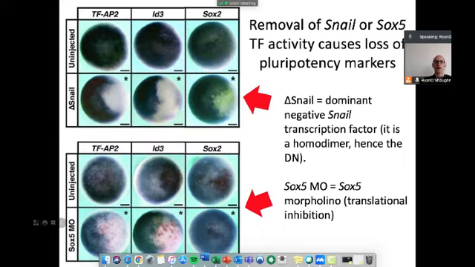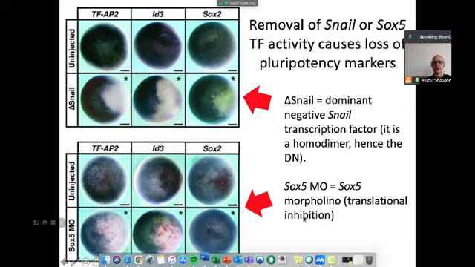And what's interesting is if you remove these neural crest markers, such as SNAIL or SOX5, this can actually reduce the pluripotency of these cells. So it causes a loss of pluripotency markers. So here is our dominant negative SNAIL that we've added. It's a SNAIL that doesn't function as a transcription factor.